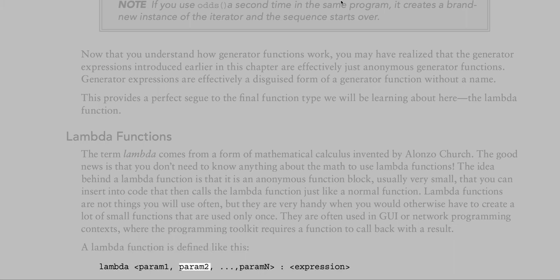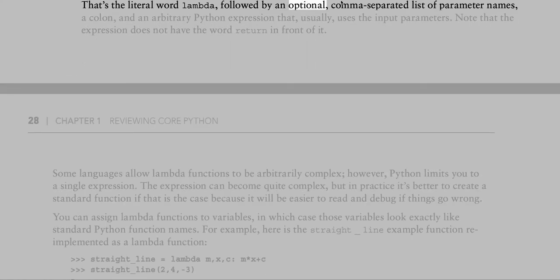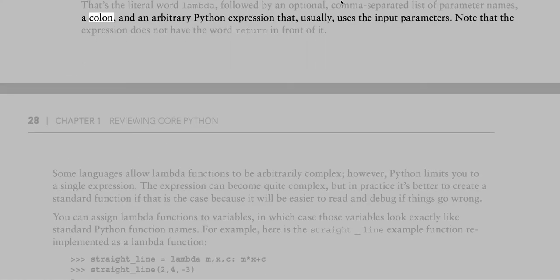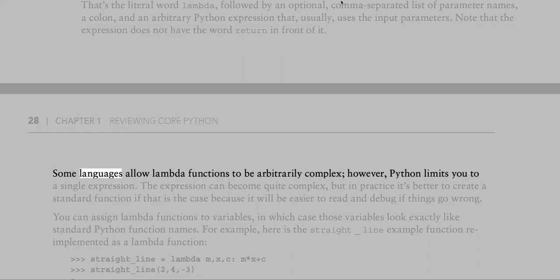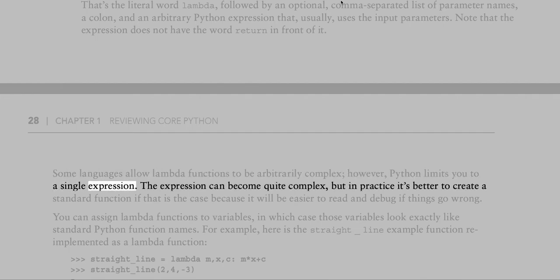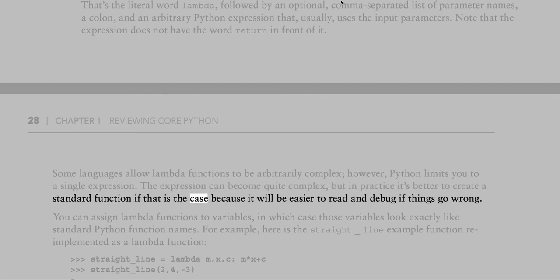lambda param1, param2, ...: expression. That's the literal word lambda, followed by an optional, comma-separated list of parameter names, a colon, and an arbitrary Python expression that, usually, uses the input parameters. Note that the expression does not have the word return in front of it. Some languages allow lambda functions to be arbitrarily complex, however, Python limits you to a single expression. The expression can become quite complex, but in practice it's better to create a standard function if that is the case because it will be easier to read and debug if things go wrong.